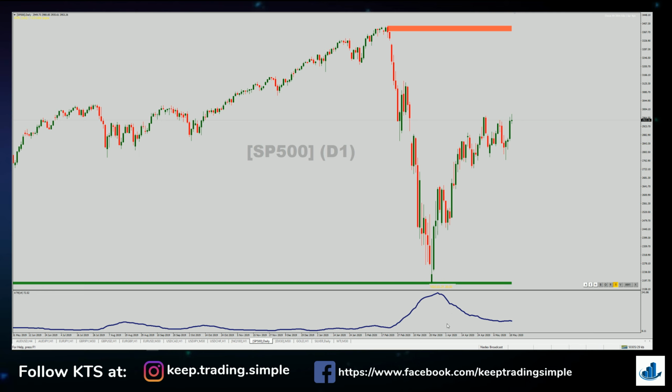Now you can see the ATR down here at the bottom. Again, we were peaking with all this craziness. This collapse was way, way high. We've pulled more or less back to what normal looks like. It's still slightly inflated, but we're talking about 69 points in a day.